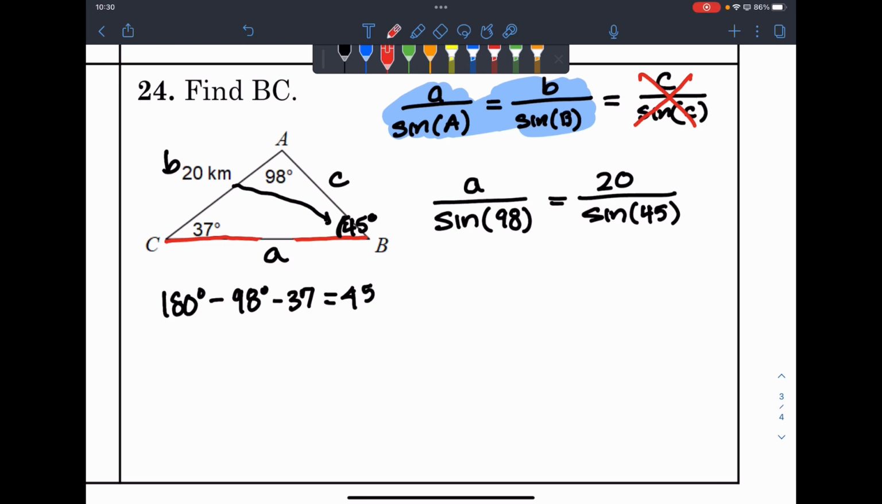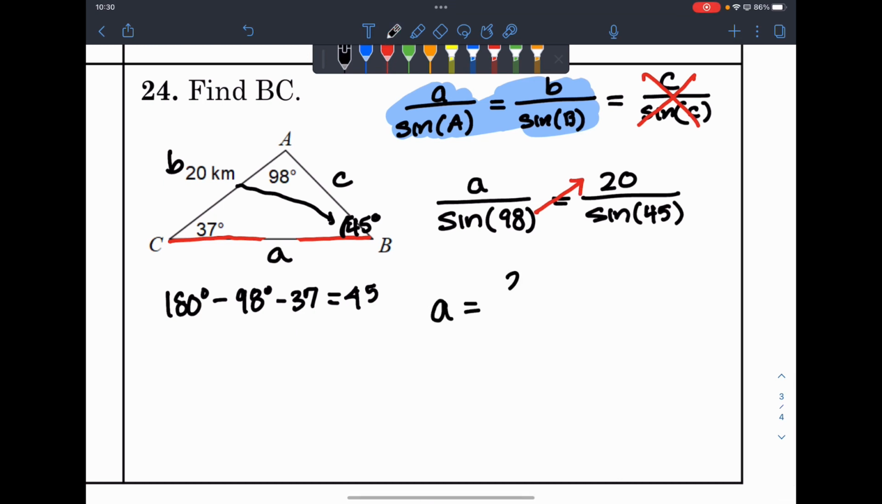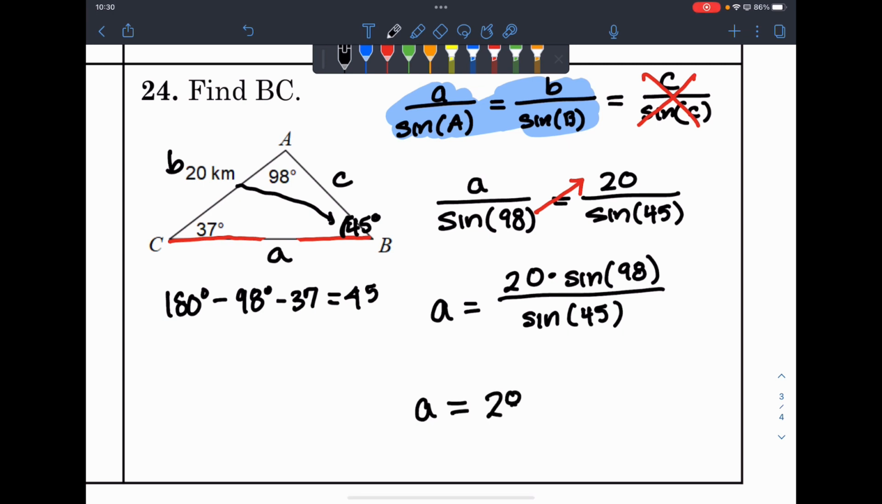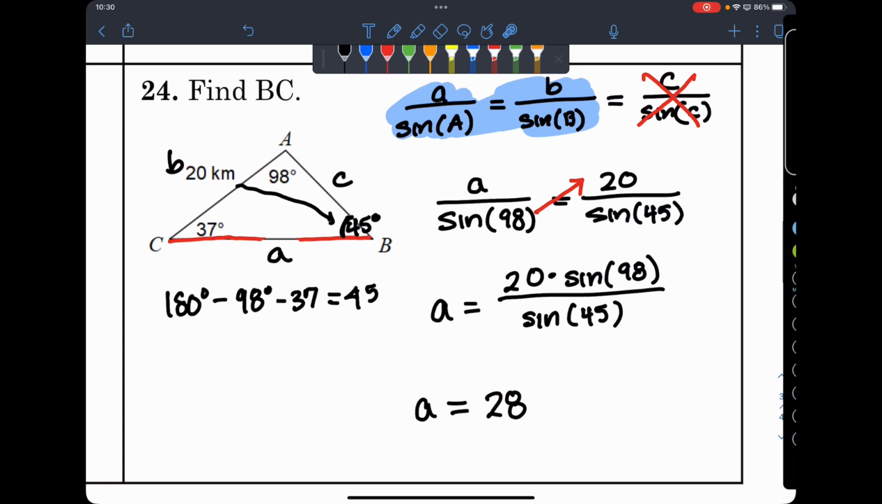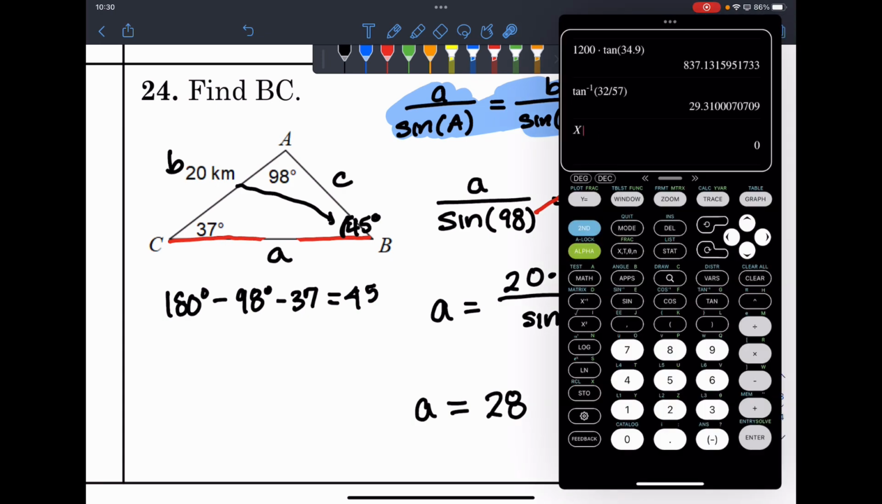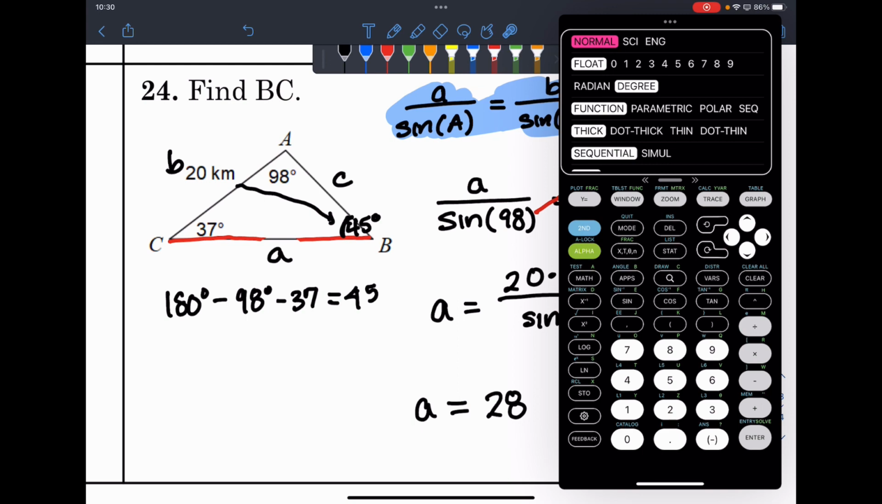And to solve this proportion simply requires us to cross multiply. So A equals 20 times the sine of 98, divided by the sine of 45. And we're going to get a total of 28. Now make sure that your calculator is set to degrees for this problem. Verify that the mode on your calculator, let me check here, is in degrees, as you see up here.